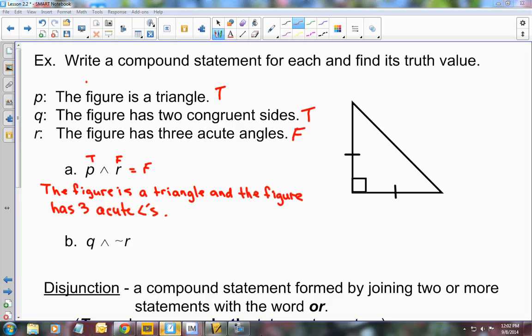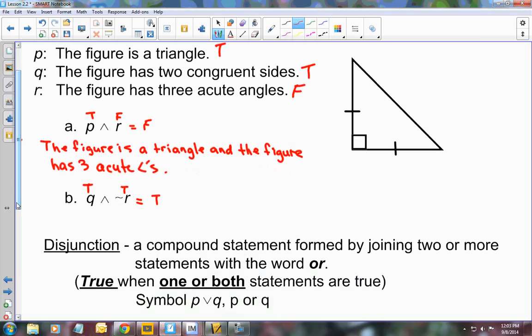Alright, now, Q and not R. What is the truth value for Q? True. And the truth value for not R? If it was originally false and it's not R, it's going to now become true. And so a true and a true is what kind of statement? A true statement.